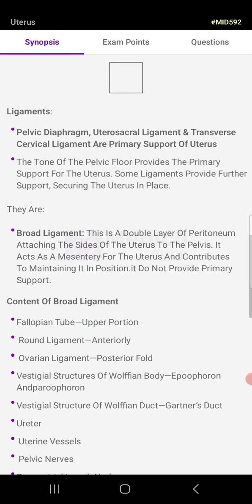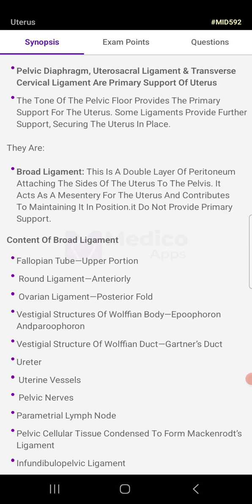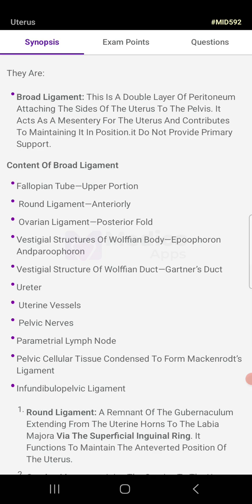Ligaments: the pelvic diaphragm, uterosacral ligament, and transverse cervical ligament are the primary support of the uterus. The tone of the pelvic floor provides the primary support for the uterus. Some ligaments provide further support, securing the uterus in place. Broad ligament: this is the double layer of peritoneum attaching the sides of the uterus to the pelvis. It acts as a mesentery for the uterus and contributes to maintaining its position, though it does not provide the primary support. Fallopian tube.